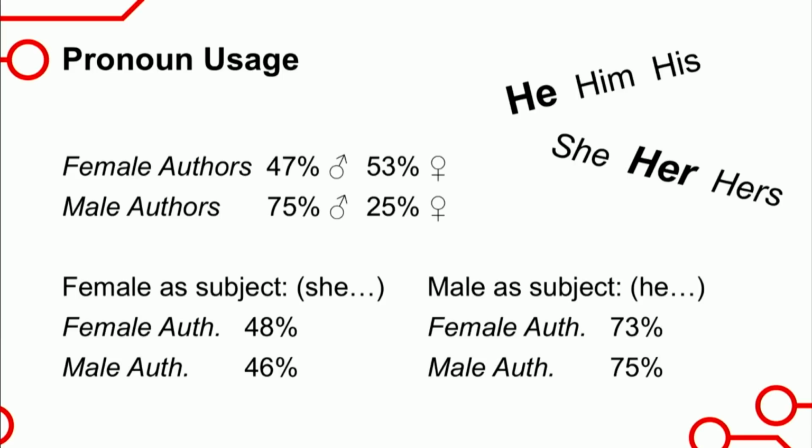But once we looked at where in the sentence female and male characters appear, are they subject pronouns, he or she, or are they object pronouns, him or her? The female and male authors had almost exactly the same usage, but men are being put in the subject position, doing something to, and women are being put in the object position more often. So this is an idea of some of the work that we're working on.